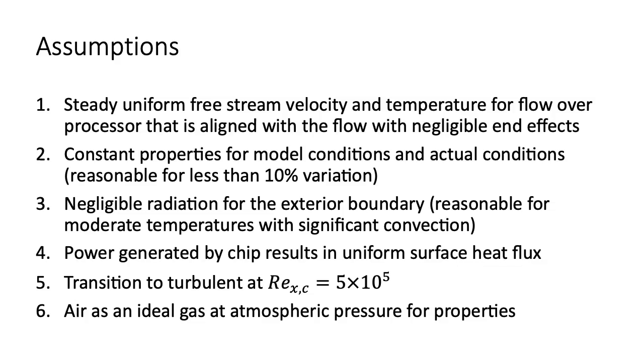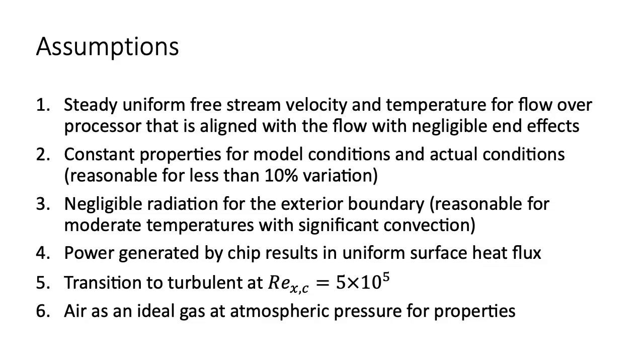that is aligned with the flow with negligible end effects. More specifically, the flow is being modeled as a two-dimensional boundary layer. This is a significant assumption for the airflow from a fan over a processor and is an example of using an ideal flow to approximate a real-world case. Thus, we should be aware that our results have an uncertainty of about plus or minus 20%.